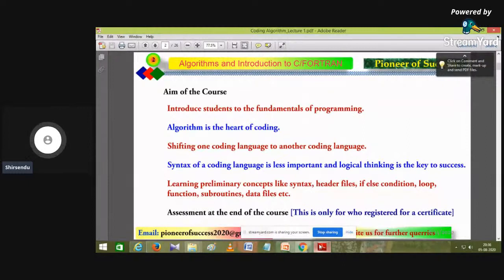After a month we'll be giving you the assessment, the assignments, and those assignments will only be given to the people who have registered for a certificate. And we'll start the doubt clearing class after a month.